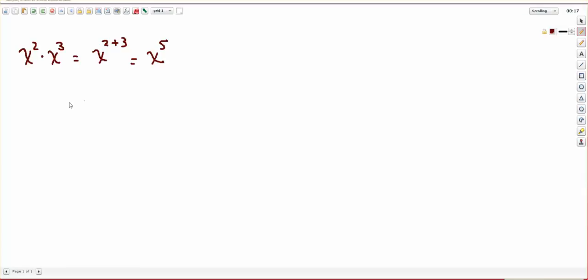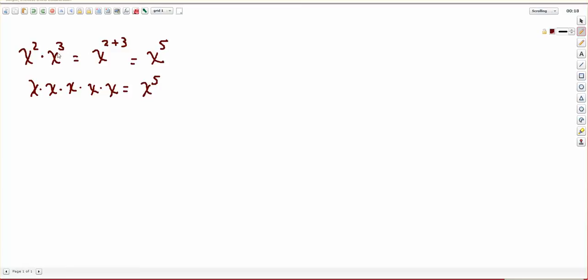Another way to break that down would be, okay, that's x times x. And then the 3 here, that's times x times x times x. And so repetitive multiplication results in exponents. And so I have 5 in there, and that's how we get to x to the 5th. So for multiplying with the same base, we can add those exponents. That's the product rule.